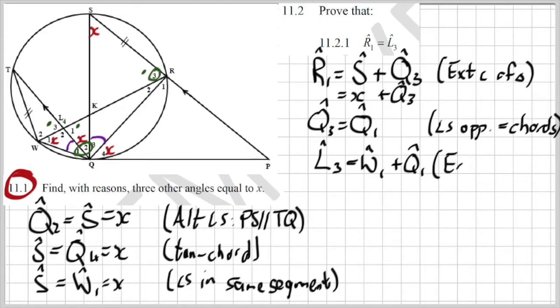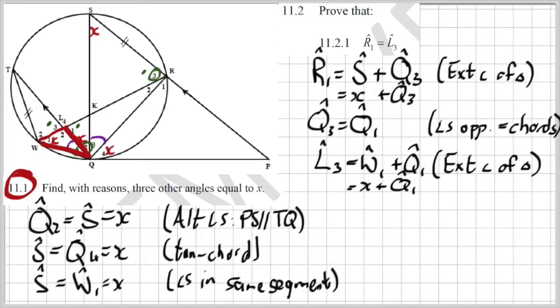Now look at this magic, ladies and gents. I now start on the right-hand side. What do I know about L3 in this little triangle there? The same thing I did with R1 is that L3 is the exterior angle of that red triangle. So in other words, L3 is W1 plus Q1. But W1 is X. So actually L3 is Q1 plus X.